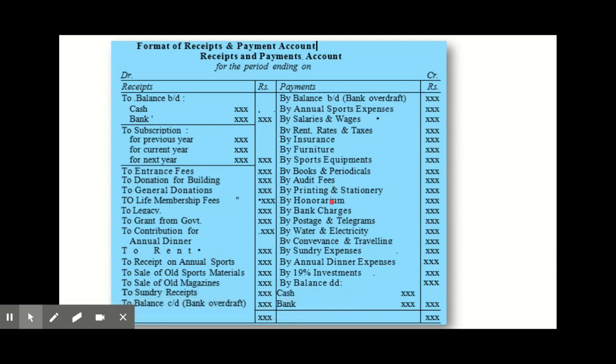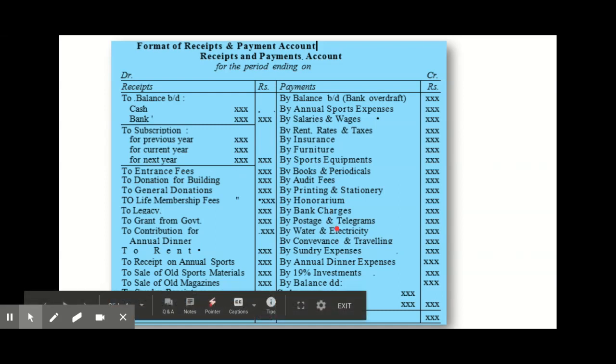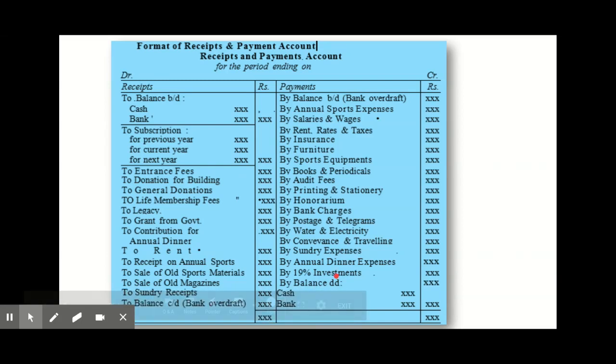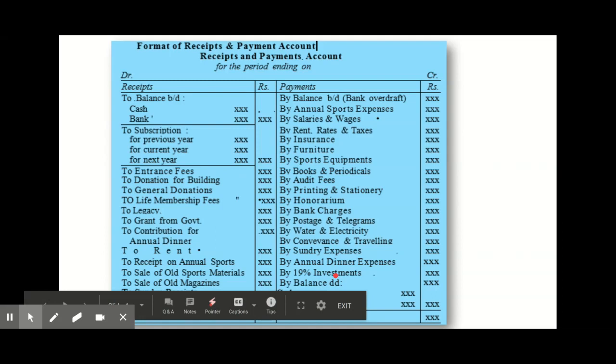Audit fees is recorded, printing and stationery, honorarium, bank charges, postage and telegrams, water and electricity, all those things are recorded. Even the investments are recorded. Investments are of capital nature, but they are recorded because, as I said earlier, in the receipts and payments account, all the expenses, whether of capital nature or revenue nature, are recorded. So receipts and payments account is a real account.